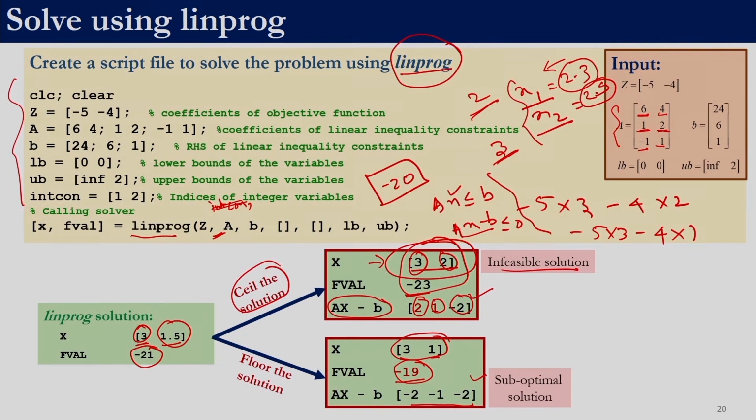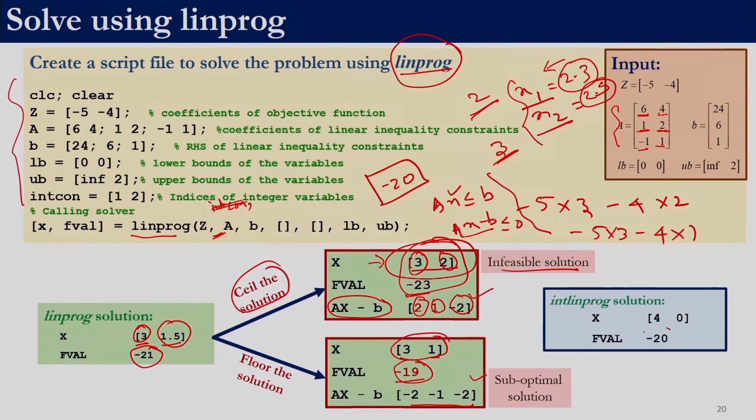If you remember, from intlinprog we had got a solution of minus 20, whereas if we use linprog and then floor the solution, we end up with a suboptimal solution. That is why it is necessary to use the appropriate function for the problem at hand. If there are no integer variables and there are only continuous variables, then it is better to solve it using linprog. If there are integer variables and the constraints are linear, then we should use intlinprog. Ceiling the solution and flooring the solution may either take us to a suboptimal solution or lead to an infeasible solution.